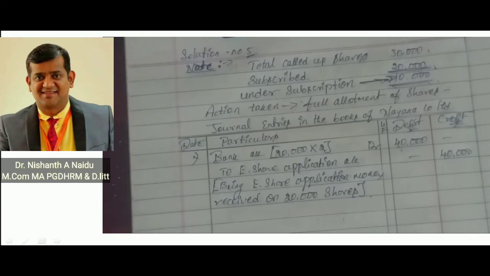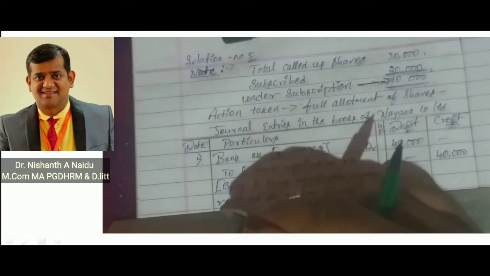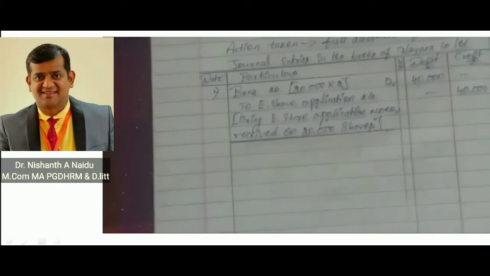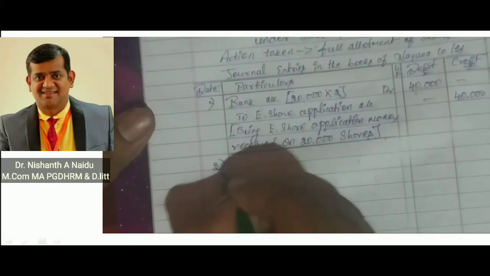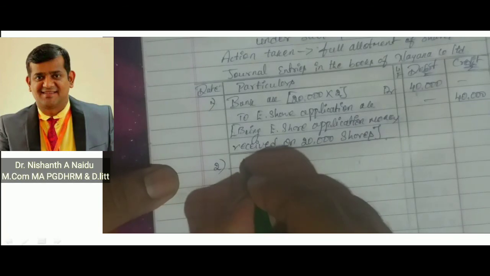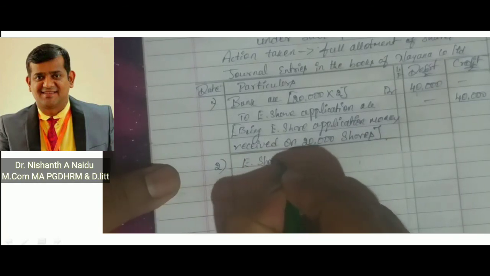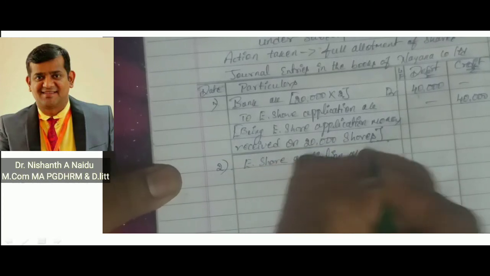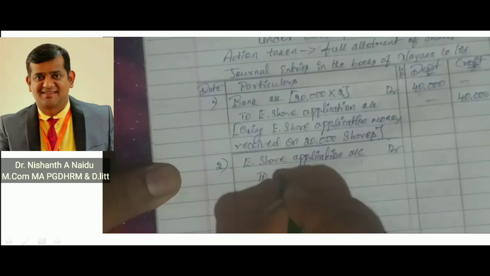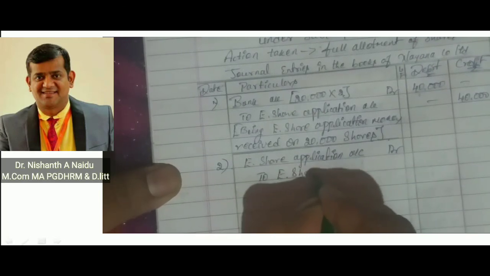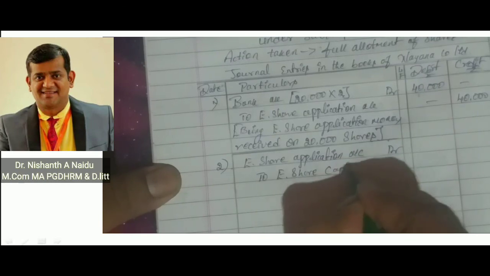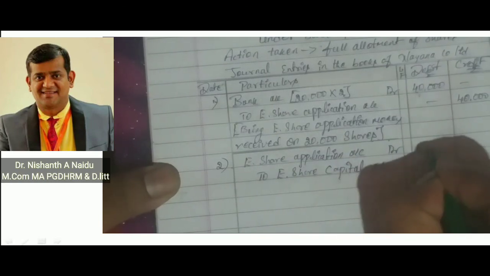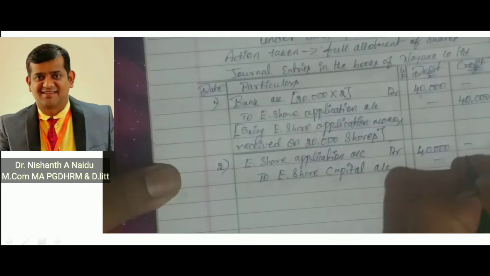So after that, what are we supposed to do? We are supposed to do a transfer entry. So I'm closing the entry and going to the second entry now. The second entry is the transfer entry. Equity share application account debtor to equity share capital account. So I'm transferring the money. 40,000, 40,000.